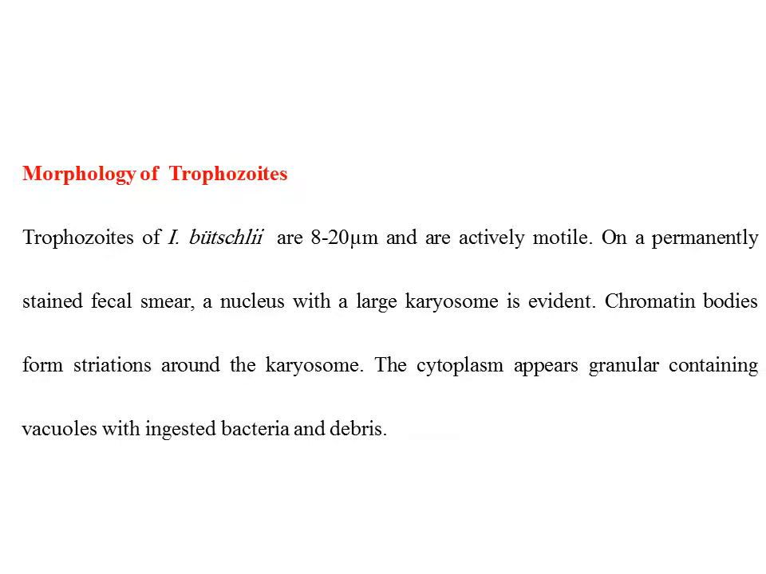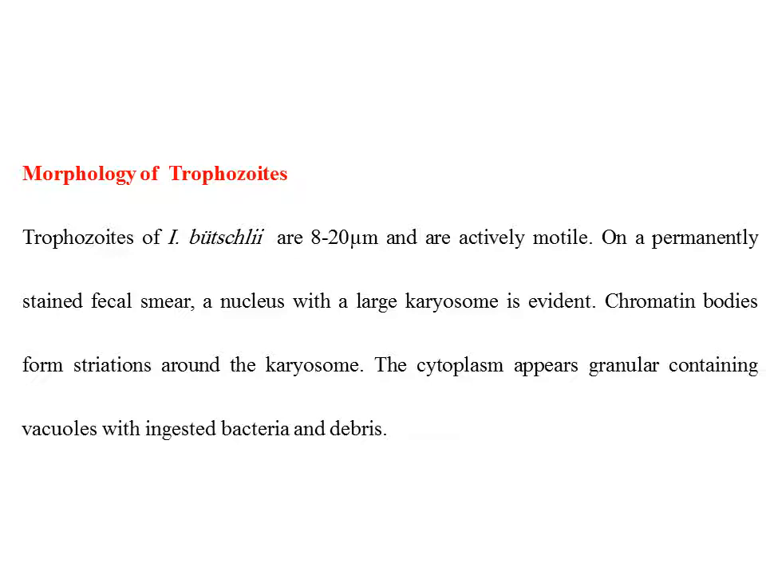This slide shows you the morphological features of the trophozoite stage. The life cycle is similar to that found with Entamoeba histolytica. It has two stages in its life cycle. First, the trophozoite stage, motile, and the protective stage, which is the cyst stage. Trophozoite stages of this parasite are actively motile, and on a permanently stained fecal smear, a nucleus with a large karyosome is evident.